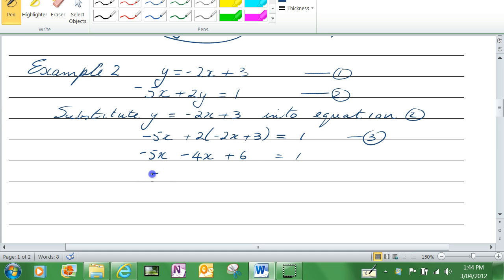Collect up the like terms. Negative 9x plus 6 equals 1. Take 6 from both sides. Negative 9x plus 6 minus 6 equals 1 minus 6. That gets rid of that. And then we have negative 9x equals negative 5.